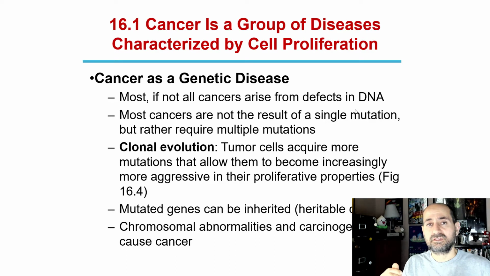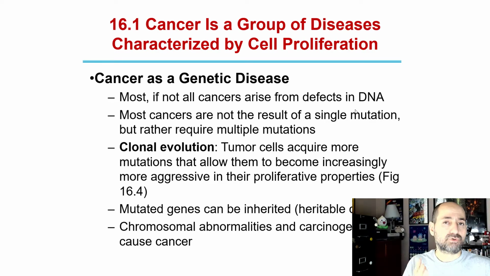And we're going to talk about them in a little bit. They're called oncogenes and tumor-suppressor genes. You may have heard of these terms before. Oncogenes and tumor-suppressor genes are genes that code for proteins that have some kind of role in the cell cycle.